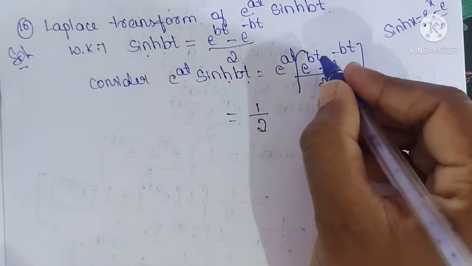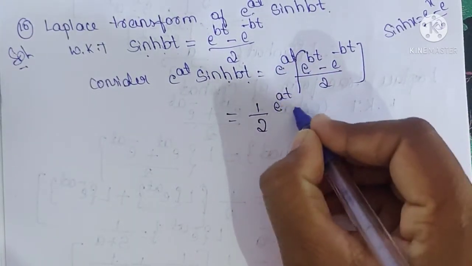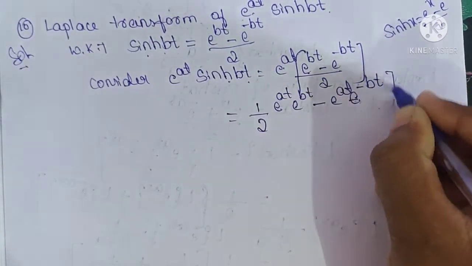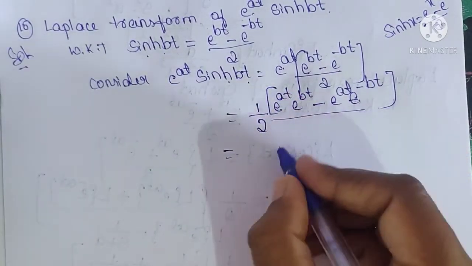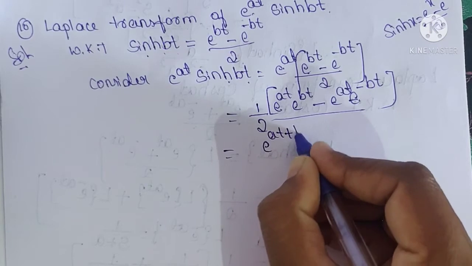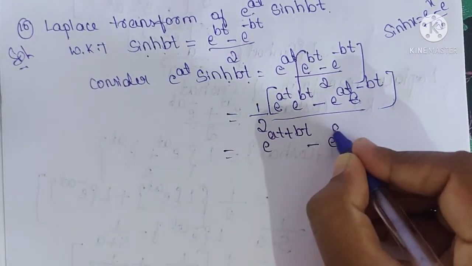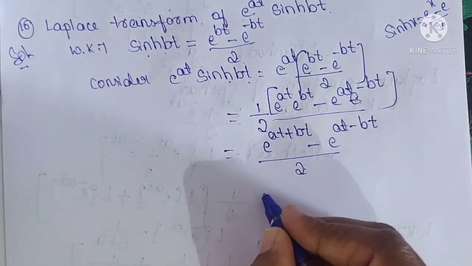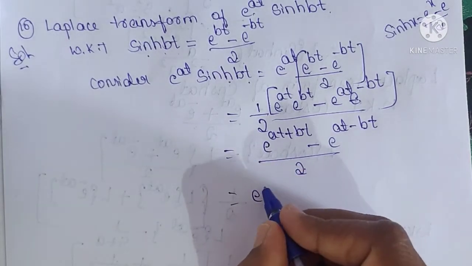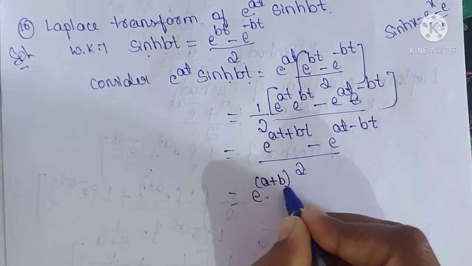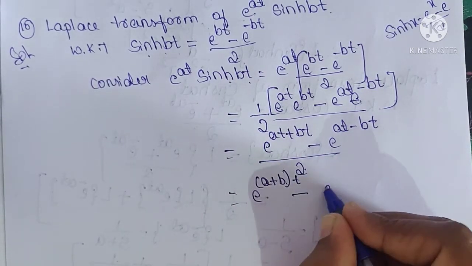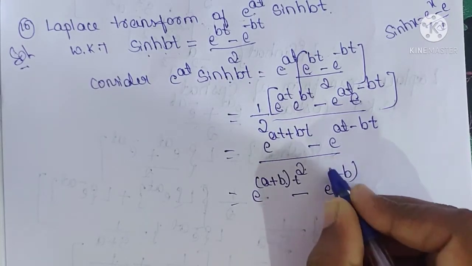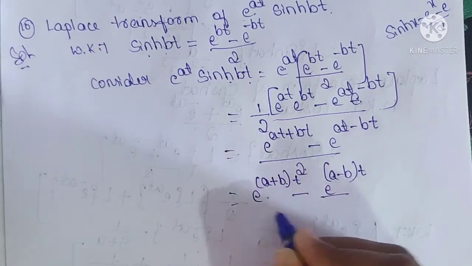e power at into e power bt minus e power at into e power minus bt. Now this can be written as e power at plus bt minus e power at minus bt, divided by 2. Taking t common, we get e to the power of (a plus b) t minus e to the power of (a minus b) t, all divided by 2.